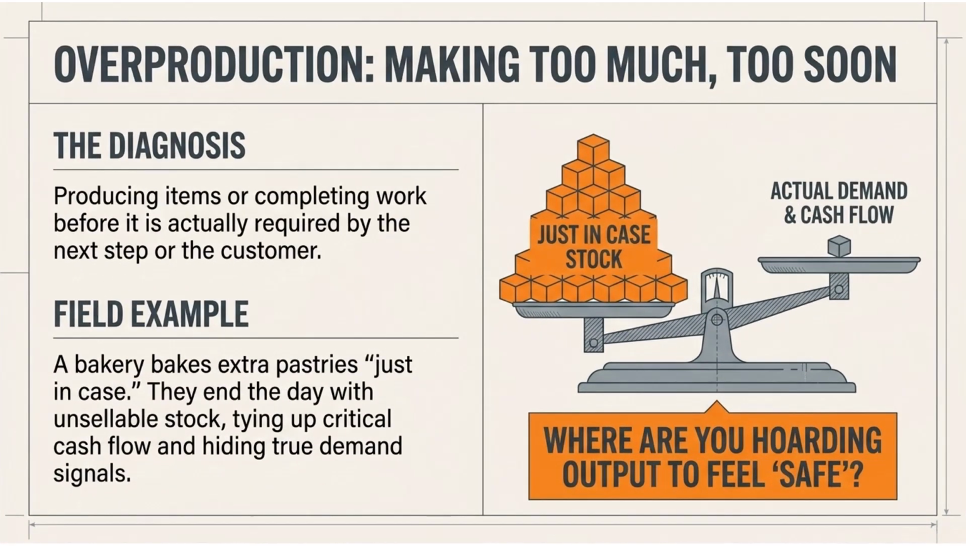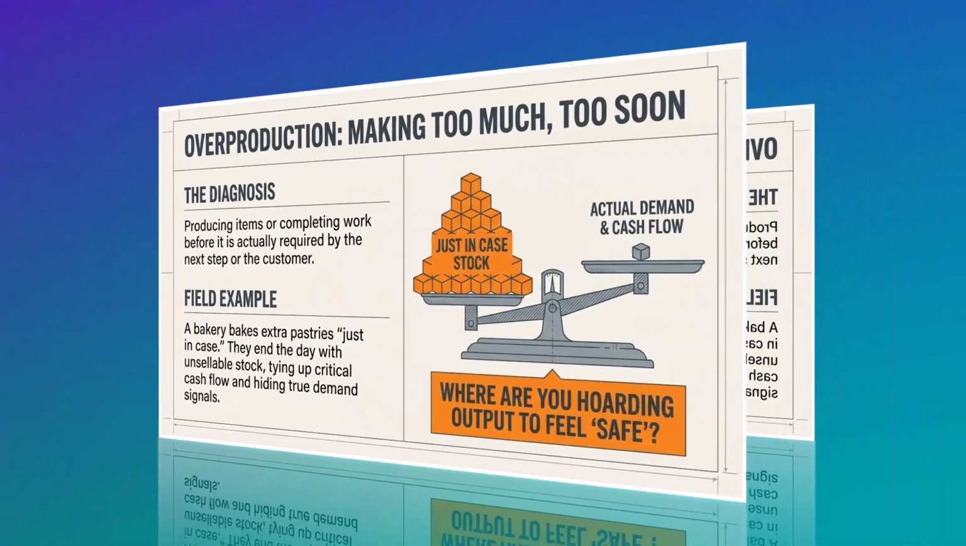The second thing is overproduction. So you make too much. So you're producing items or completing work before it's actually required by the next step or the customer. So this example is a very simple one. A bakery bakes extra pastries just in case. At the end of the day with unsellable stock, tying up critical cash flow and hiding true demand signals. And this is a very typical scenario where businesses at the end of the day will try and sell all of the leftover stock. But at the end of the day, it does tie in a lot of cash if you can't sell that stock.